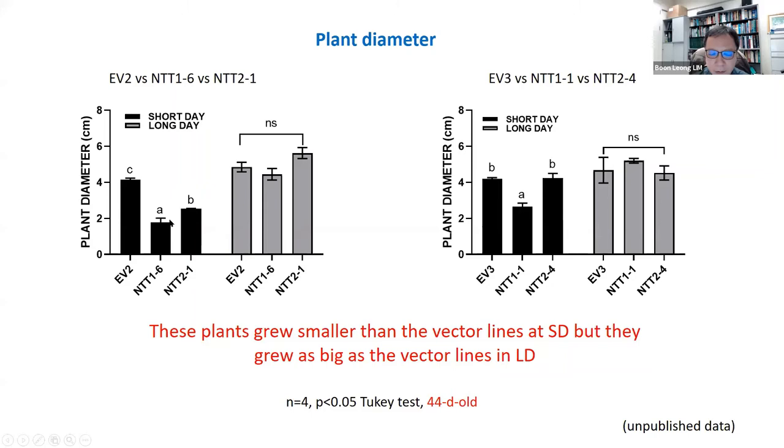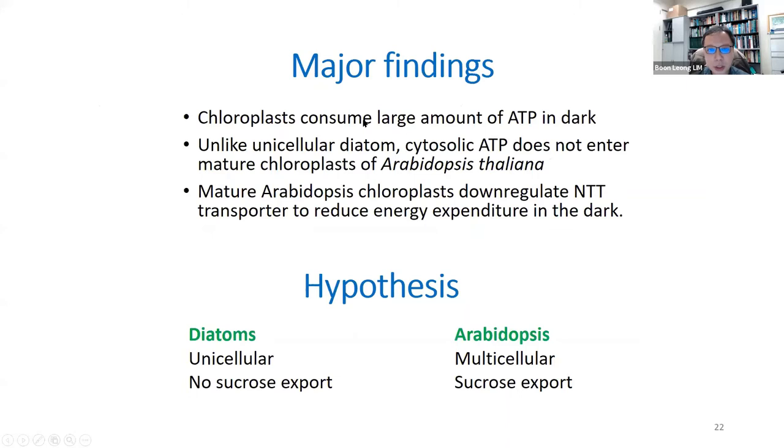So the major findings of using these ATP sensors include: chloroplasts consume a large amount of ATP in the dark, and unlike the unicellular diatom, cytosolic ATP does not enter mature chloroplasts of Arabidopsis, and mature Arabidopsis chloroplasts downregulate the ATP transporter to reduce energy expenditure in the dark.